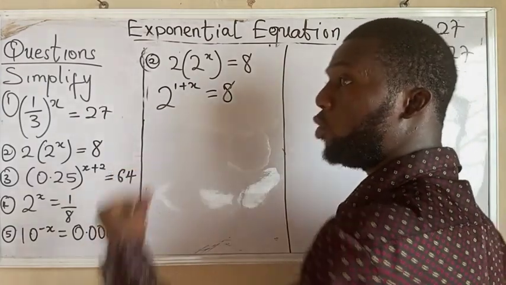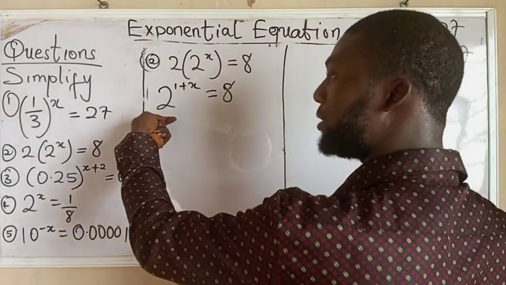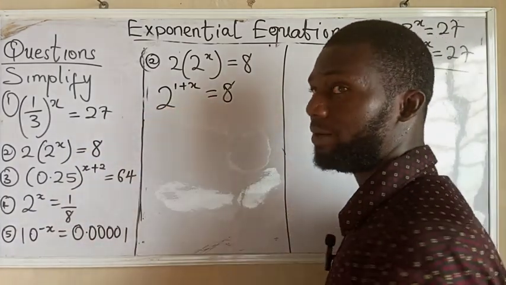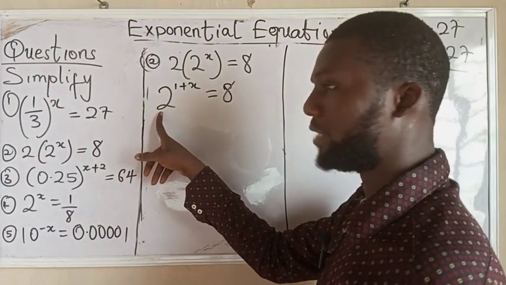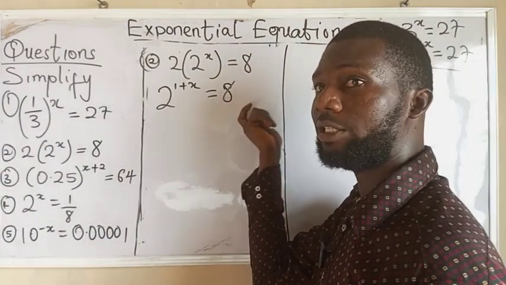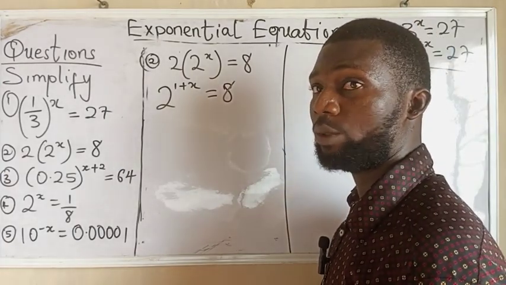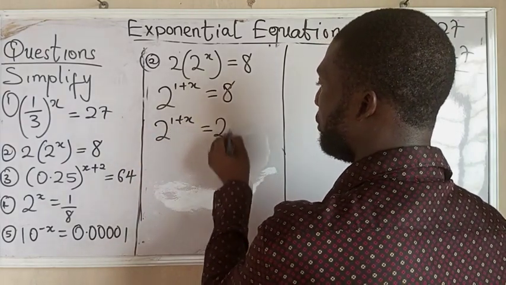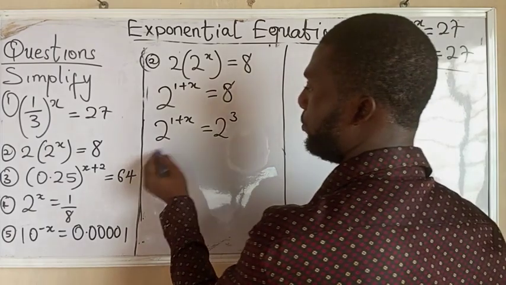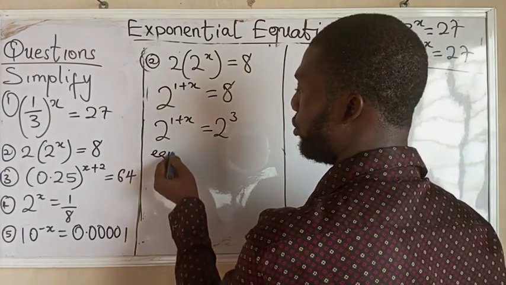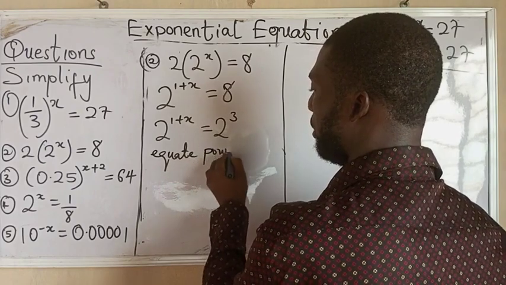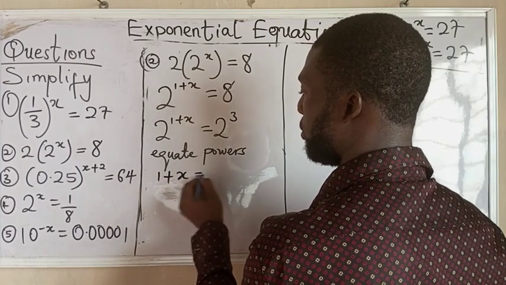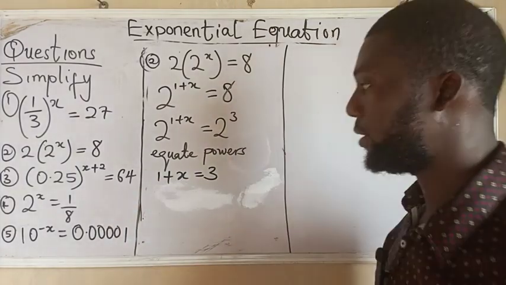And if I were to take it to my lowest common base, looking at what is on my left hand side, I have to make my right hand side like my left hand side. Meaning that if I see 2 on my left hand side, I can break this down to 2 raised to power something. So we have 2 raised to power 1 plus x equals 2 raised to power 3. Then the bases are equal, so you equate powers, and it becomes 1 plus x equals 3.